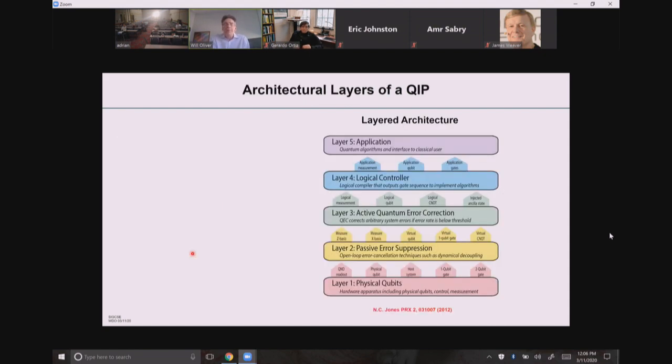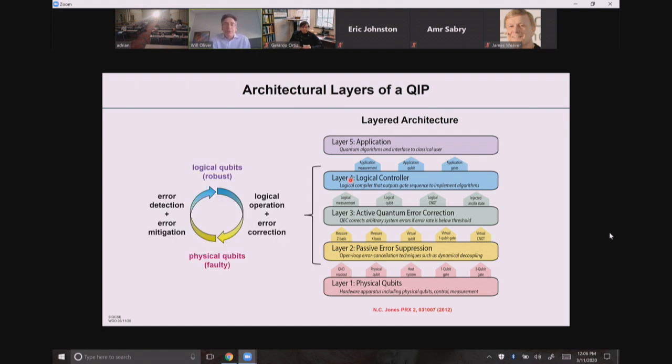Now, of course, if we want to build a system, we need to build an architecture. We need to start with an architecture. And here's one according to Cody Jones, which starts with the hardware at the bottom of the stack and the application at the top of the stack. And you see things that are familiar to computer scientists and electrical engineers. There's a logical controller here, which needs to do the compiling and turn that application into the control that's going to be implemented on the physical qubits.